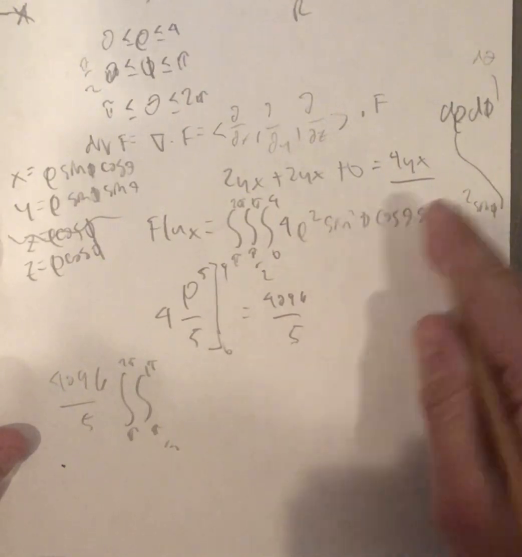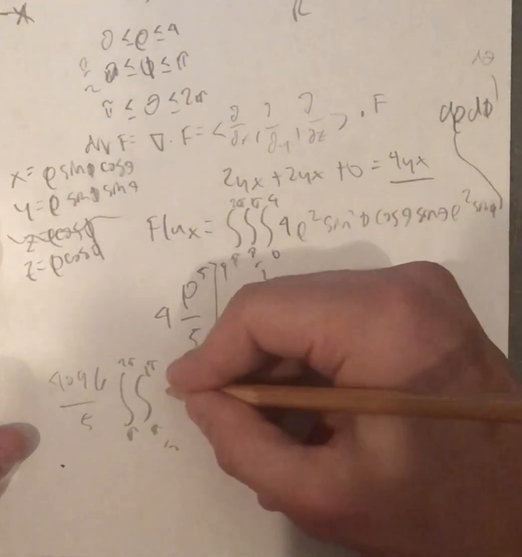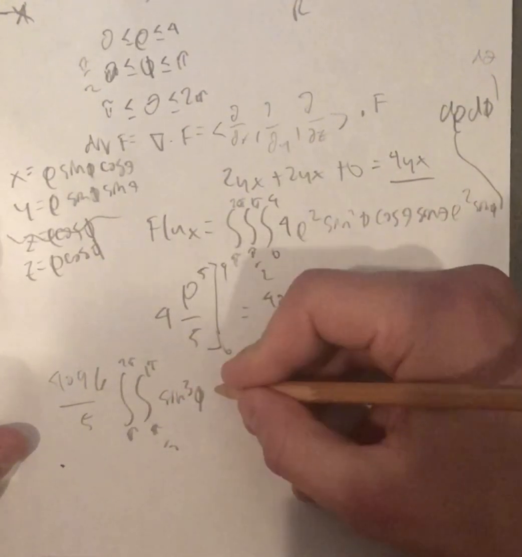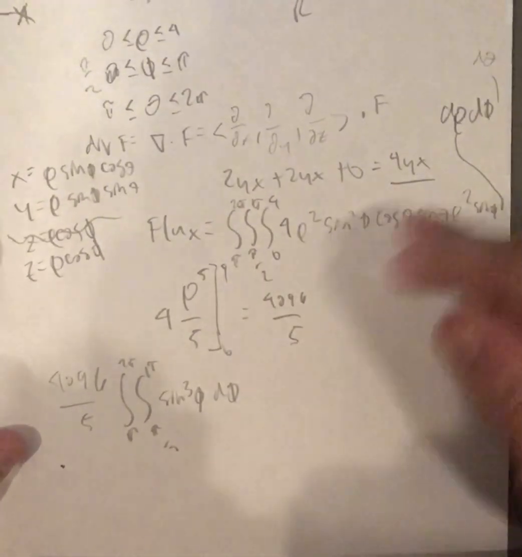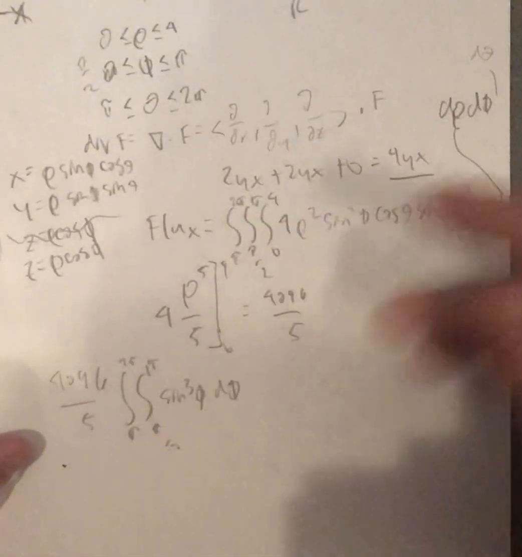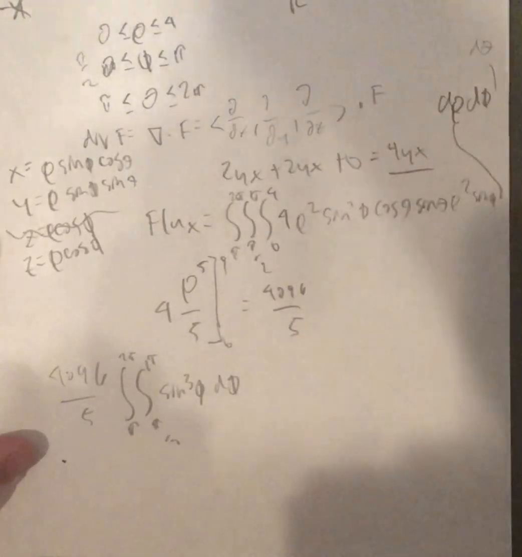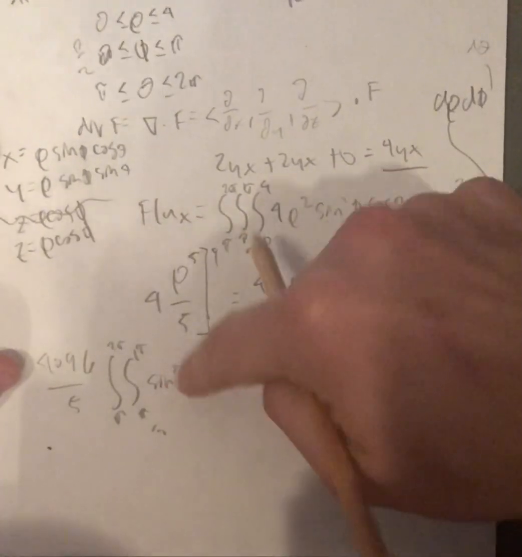Now we have the double integral, pi over 2 to 2 pi, and now we're integrating with respect to phi, so we can forget everything that isn't phi. It looks like we have sine cubed phi, d phi, and then everything else is theta, so that can be kind of forgotten about for now.